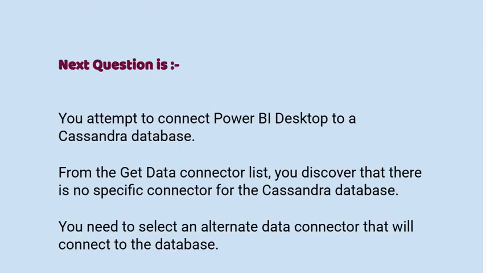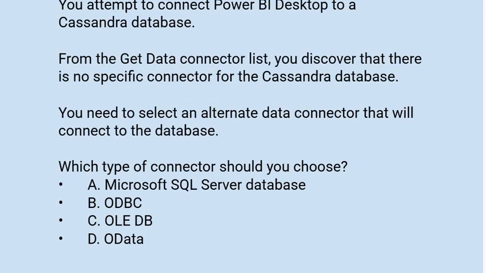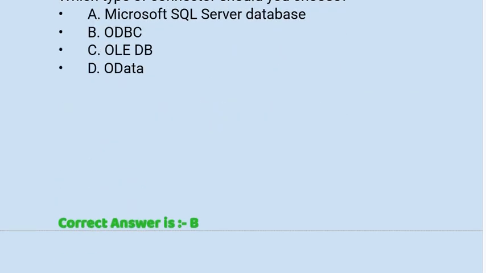Question is, you attempt to connect Power BI desktop to a Cassandra database. From the Get Data connector list, you discover that there is no specific connector for the Cassandra database. You need to select an alternate data connector that will connect to the database. Which type of connector should you choose? Option A, Microsoft SQL Server Database. Option B, ODBC. Option C, OLEDB. Option D, OData. Correct answer is option B.